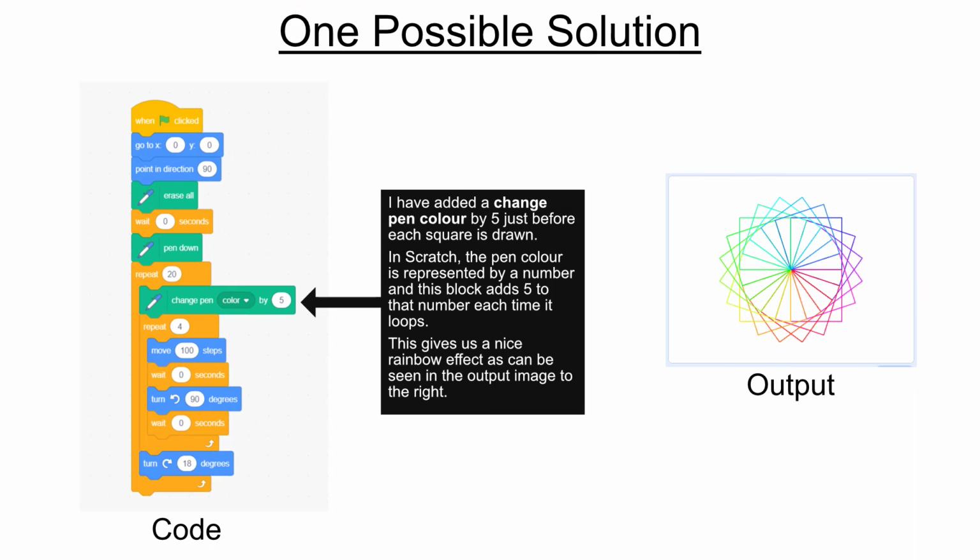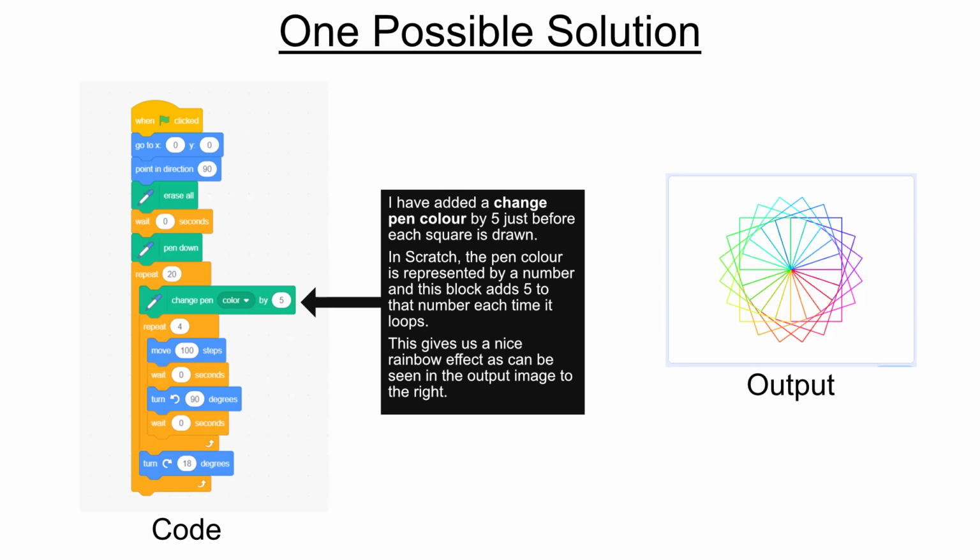Just before I end the video completely, I thought I'd show you a solution to getting each square a different colour and explain a little bit about why it works the way it does. As you can see from the solution on the left hand side, I've added a change pen colour by 5 just before each square is drawn.